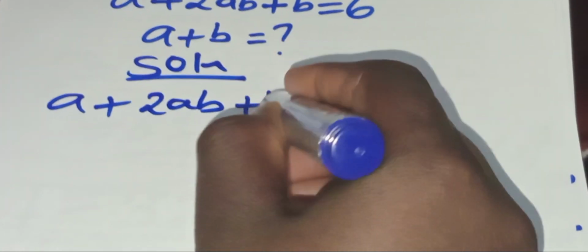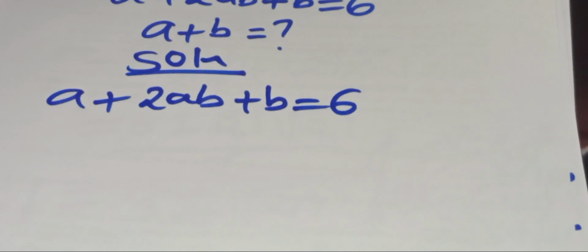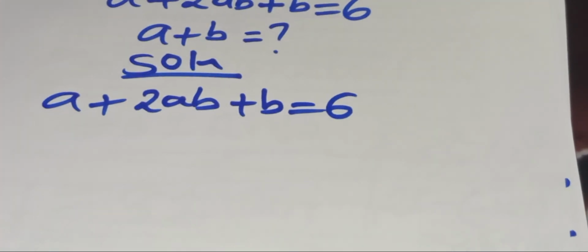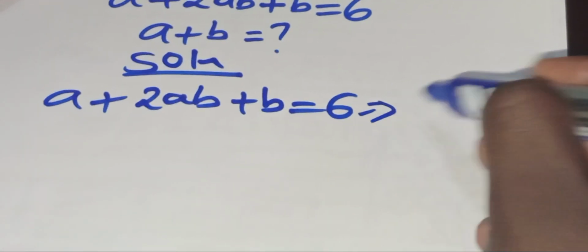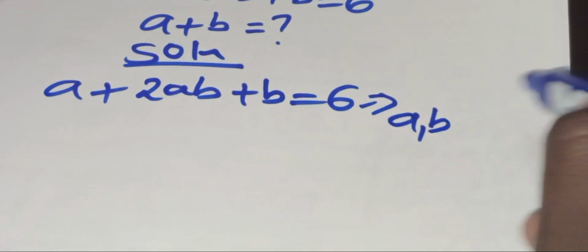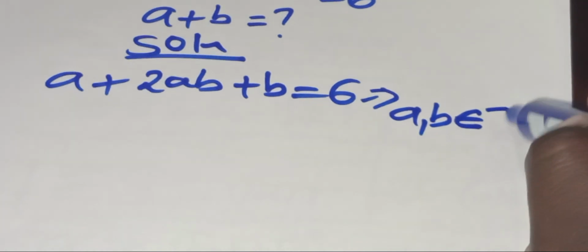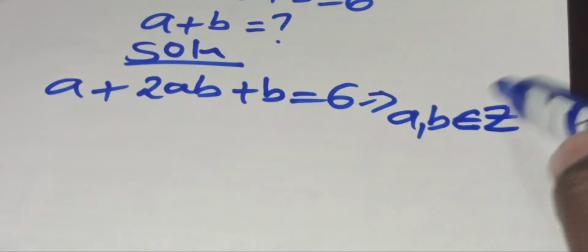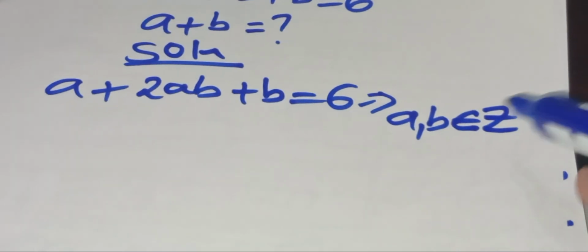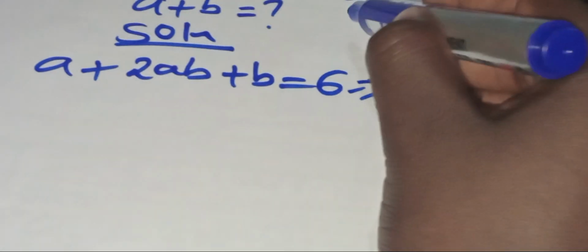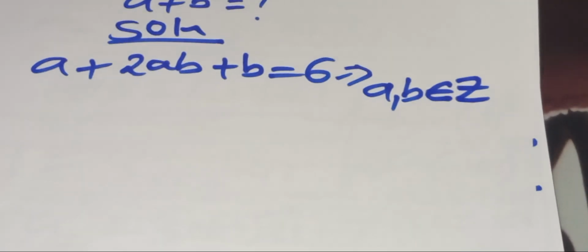Okay, so we have a plus 2ab plus b, this is equal to 6. All right, now from what we have here, a and b are members of integers. Let's note that a and b are members of integers.